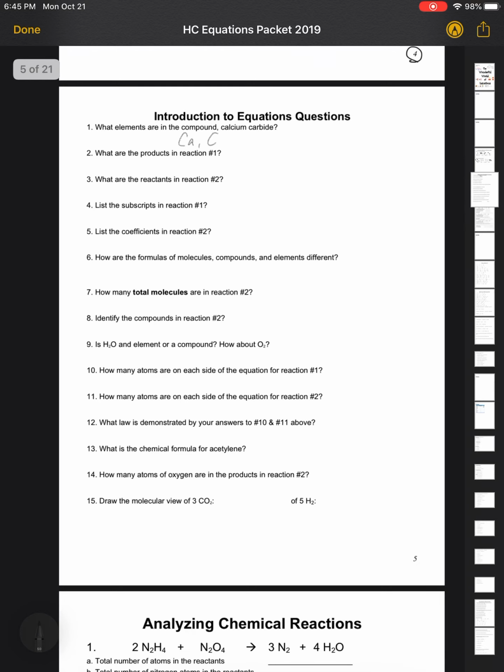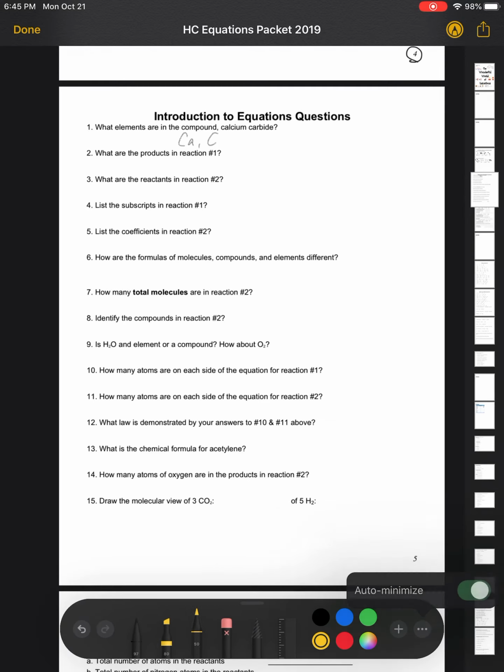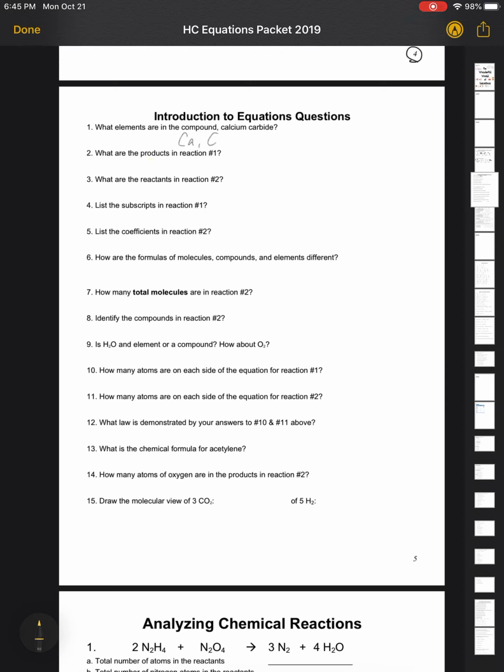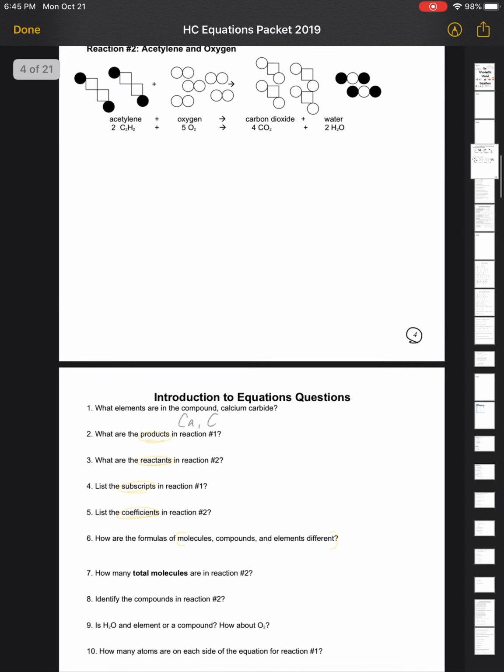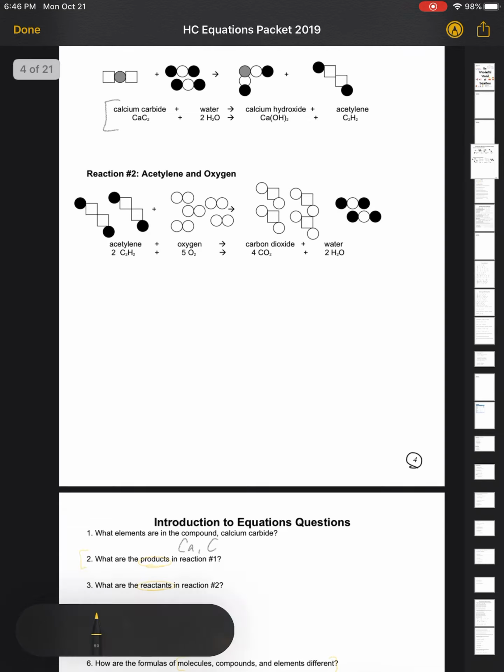A few terms we can highlight as we're looking at this. The first of which we have products, right? So products, we have reactants, we have subscripts, we have coefficients, we have molecules, compounds, and elements. All right, so those are different things that we need to take into account. And the way that we can walk through each of those is by understanding again that we're looking at reaction 1 and 2 on page 4. So we can look at question number 2 on page 5 that is marked down here.